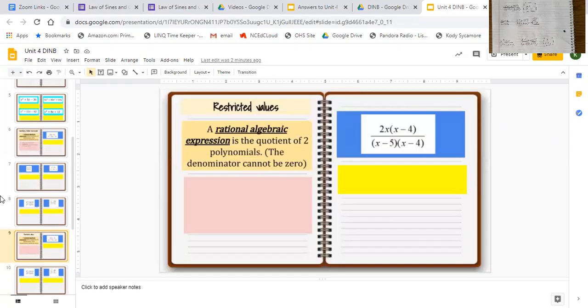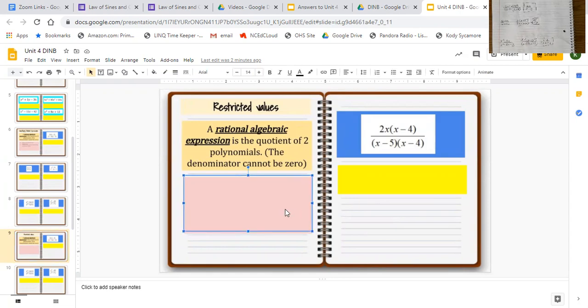Now we're going to look at what are called restricted values. Restricted values can also be called undefined values. They can also be called excluded values. So there are different names that you can see, all asking you to do the same thing.